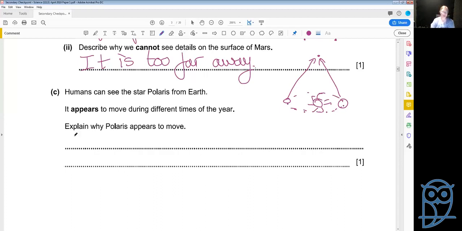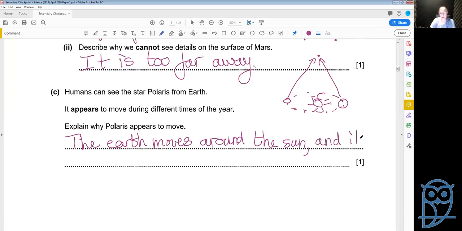So it appears to move during different times of the year. Explain why Polaris appears to move. So the Earth moves around the sun. And looks like. Is moving.